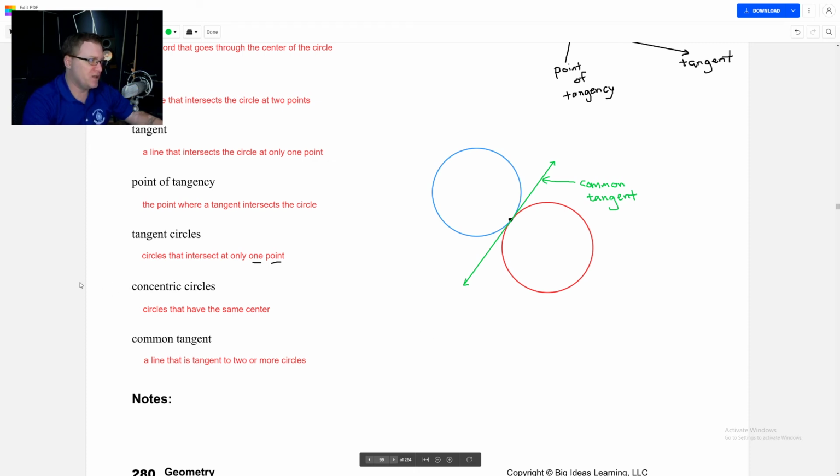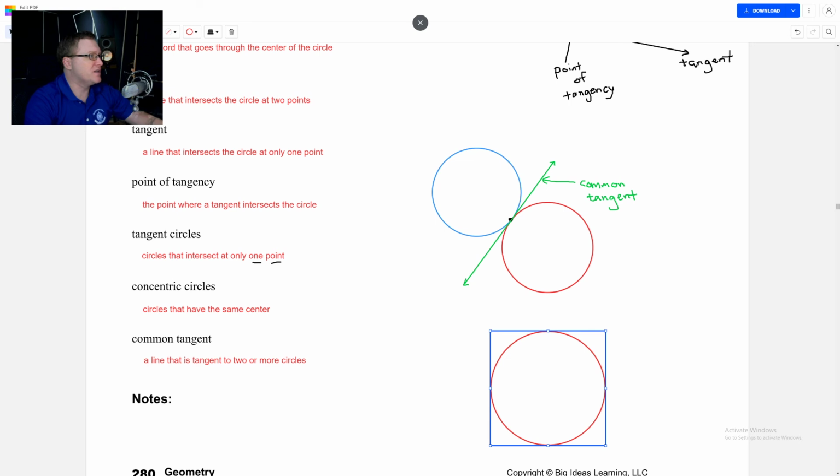All right, and one other thing that we're going to draw real quickly is the concentric circles, and that is two circles that have the same center. So let me draw that. Let's draw one circle here. Here's a circle. And then let's draw one more circle. I'll draw it with this color. I'll make it maybe like this.